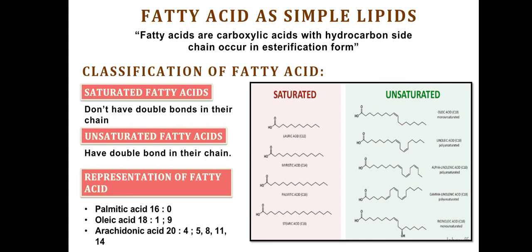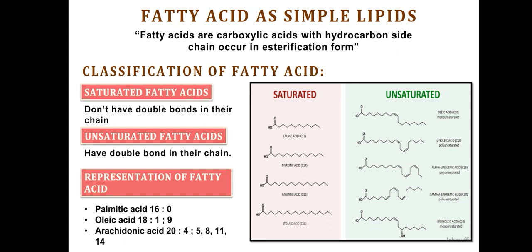Most of the fatty acids occur in even numbers, for example, palmitic acid, which contains 16 carbons, and others are present in odd numbers, for example, propanoic acid, which contains 3 carbons. For the classification of fatty acids, they are classified into two forms. Saturated fatty acids are the fatty acids which do not contain a double bond in their chain, for example, palmitic acid and stearic acid, etc.